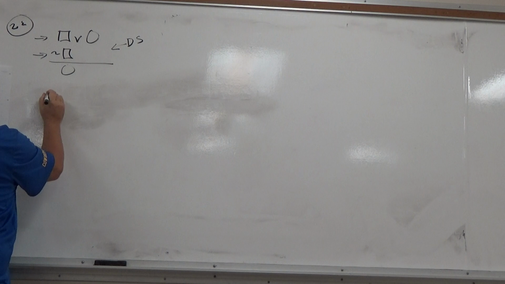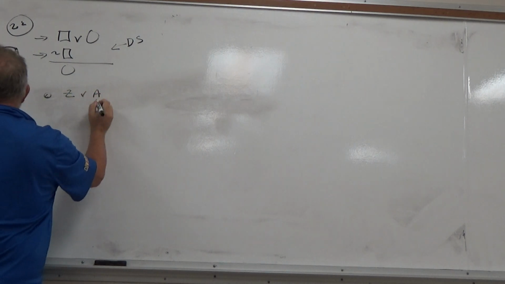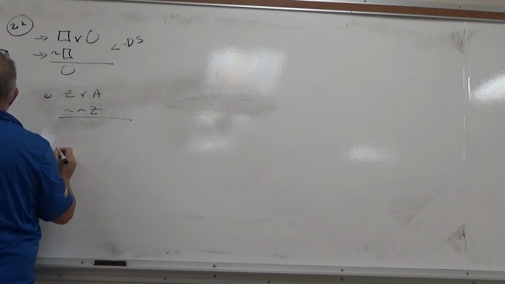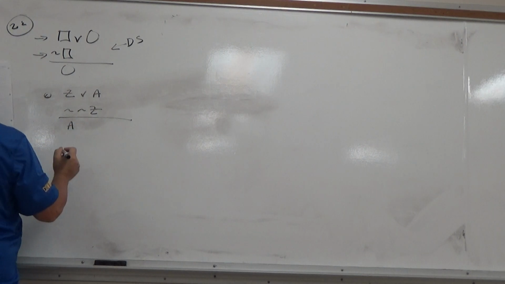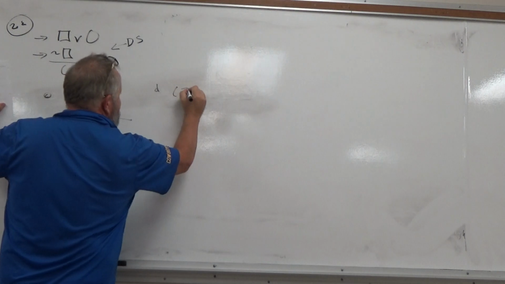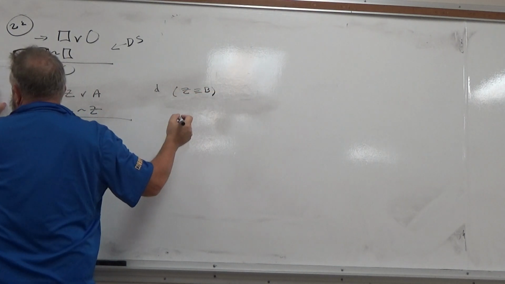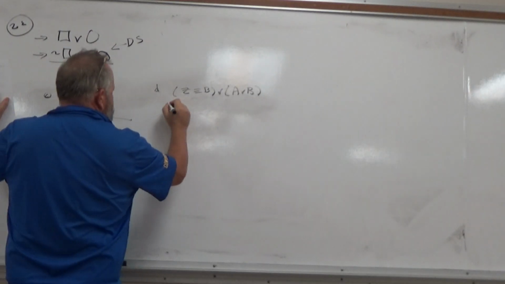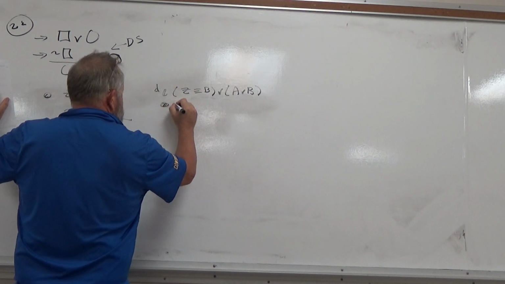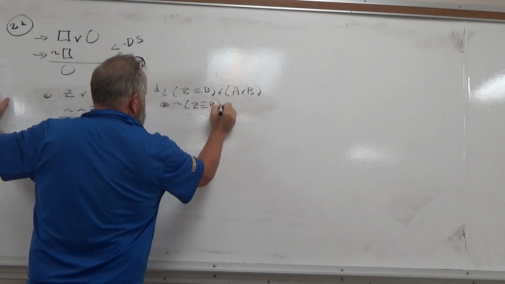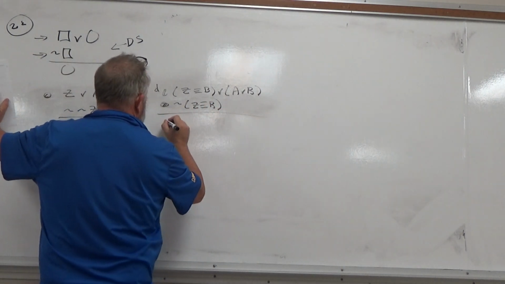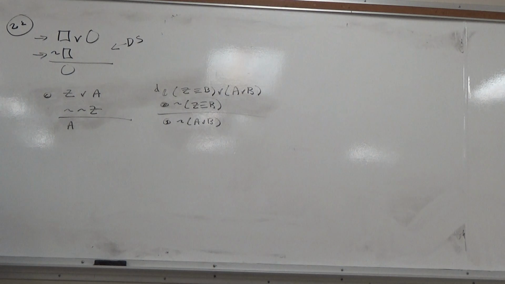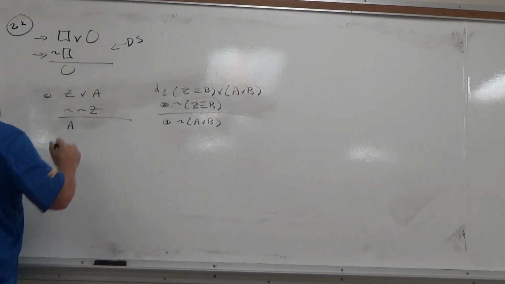So now let me do the last pair for this. C is Z or A. The second premise is not Z, and the conclusion is A. And on D, we have Z if and only if B, or A or B. And 2 is not Z if and only if B, and then the conclusion is not A or B.